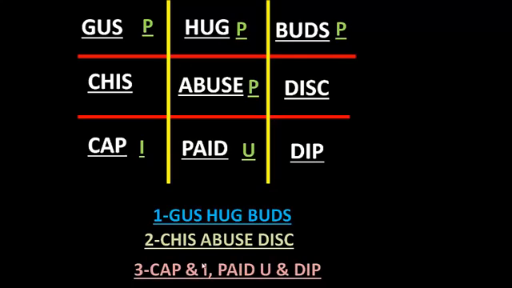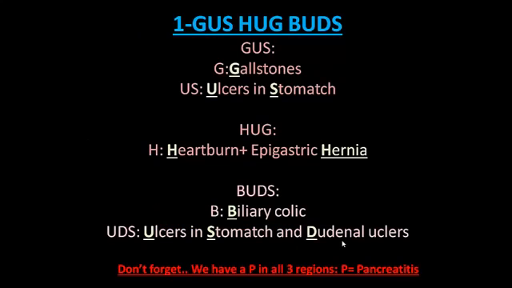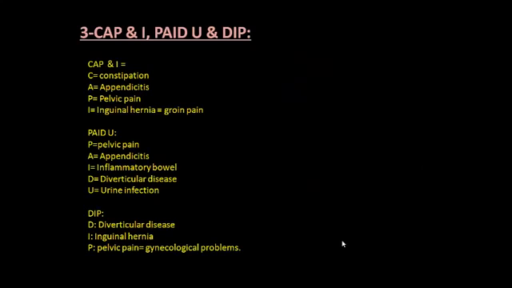So the three sentences that are going to help us learn the differential diagnosis of different abdominal pains are: Gus hug buds, Chris abused disc, and CAP and I PAID U DIP. I know that it might seem a bit funny at first, but trust me, it's really helpful if you're trying to learn the differential diagnosis of abdominal pains for the first time. And after that, with practice, you could learn these differential diagnoses of different abdominal pains in an easier way. So I summarized what I already said in these 3 slides.